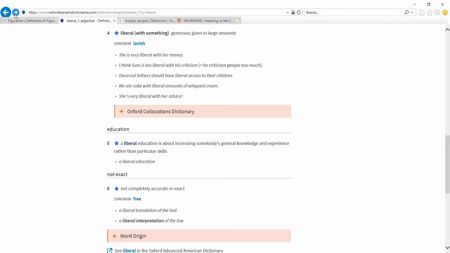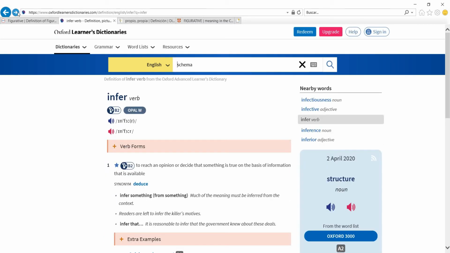I would like first to actually have a look at some examples that we have seen together, actually only this one, when we saw in sense number 4 for liberal, meaning lavish. And this sentence went, I think Sam is too liberal with his criticism. This is a rather figurative way of saying he criticizes people too much. I like this that the dictionary does when it explains the meaning for something in brackets, apart from the definition, right?